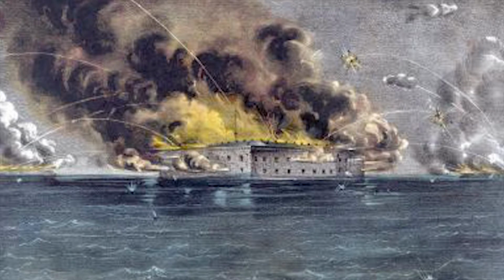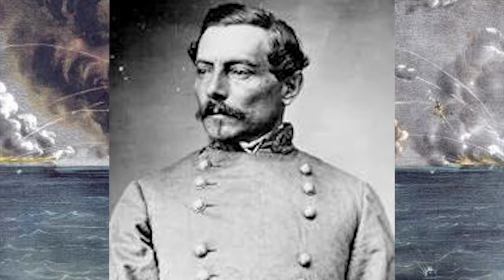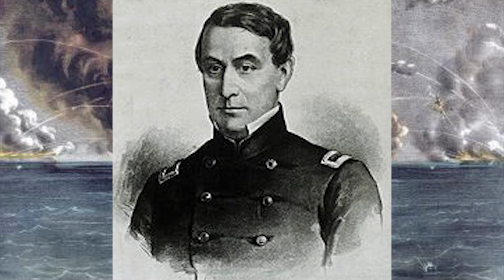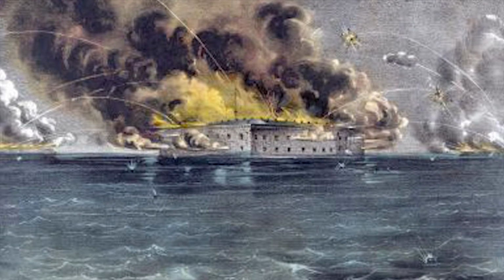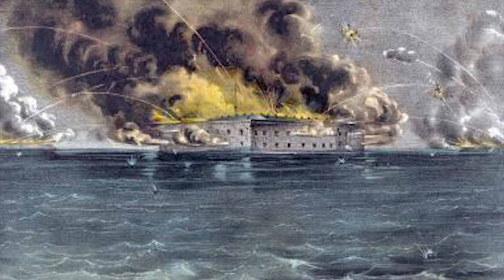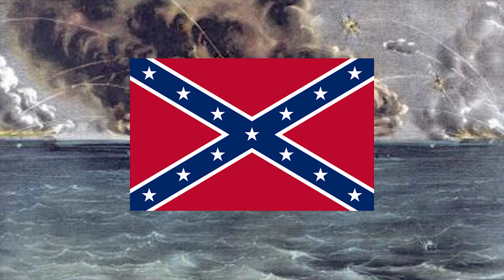April 12th, 1861. Confederate forces under General P.G.T. Beauregard bombard Major Robert Anderson and his Union soldiers at Fort Sumter in Charleston, South Carolina. The Civil War officially begins. After 2 days of bombardment, on April 14, 1861, Major Robert Anderson surrenders Fort Sumter to Confederate forces.